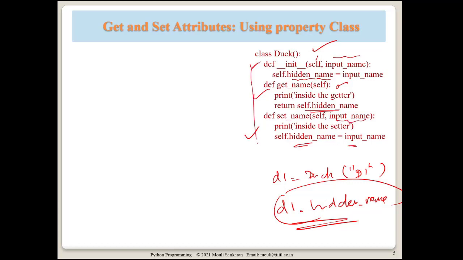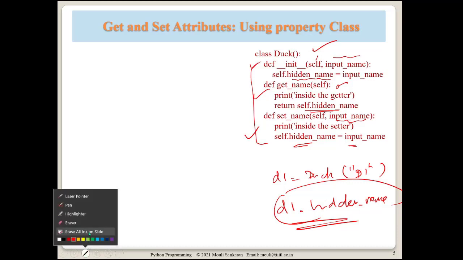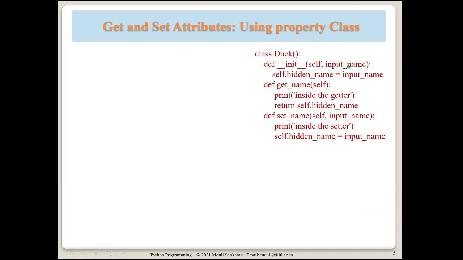So this is a gentleman's agreement between the developer and the class definition, whoever is defining the class. But nobody prevents you from avoiding this completely and accessing it directly, either to read it or to write into it. So there is nothing called hidden here, everything is visible.